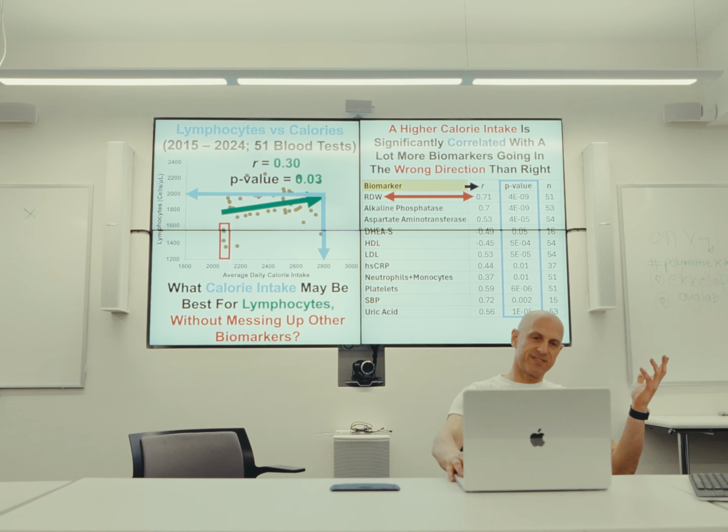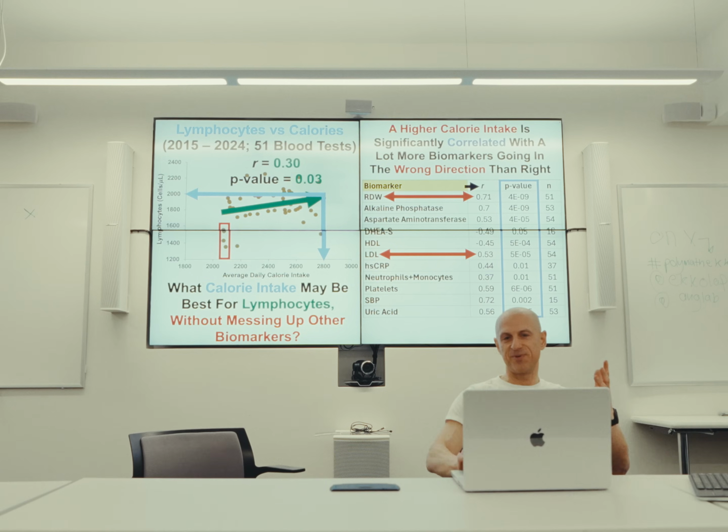And then we can see one other on the list because Nick's in the crowd. We can see that LDL, in my case, higher calories are significantly correlated with higher LDL, which I've got going in the wrong direction for now, but I'm open to the idea that a little bit higher than where I am may be actually good for health. But that's a story for another day.